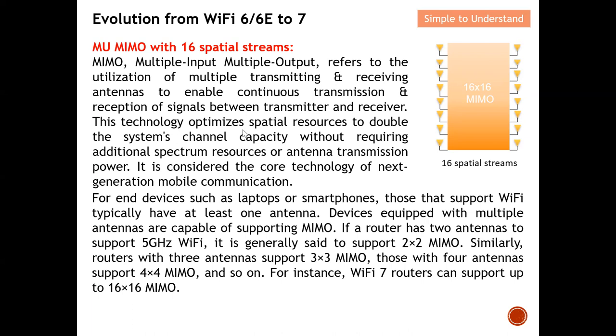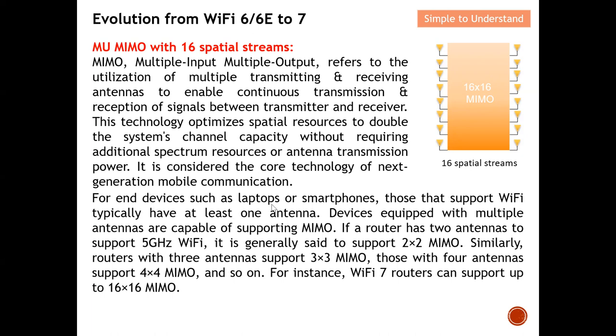This technology optimizes the resource by doubling the system channel capacity without requiring additional bandwidth resource or antenna transmission power. It is considered the core technology of next generation mobile communication. In short, if you demand more data rate, you want more throughput, one of the key things that we can do is to increase the MIMO. Currently for Wi-Fi 7, they have this 16 by 16 MIMO. By having 16 antennas, the throughput will be amazing.